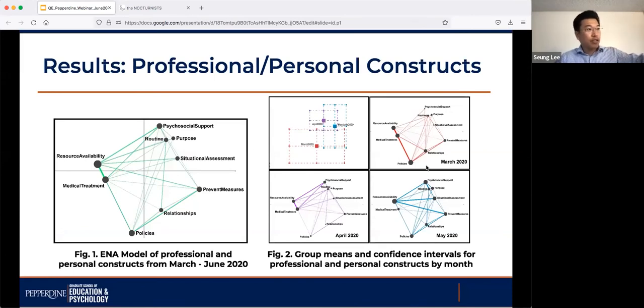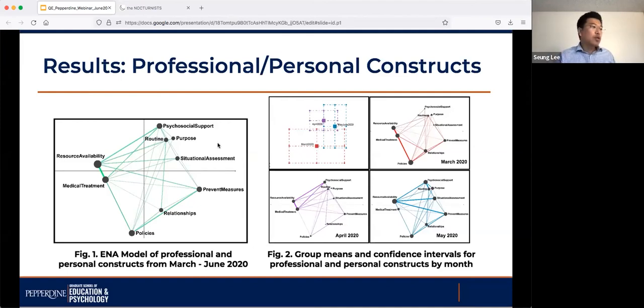And so looking at the ENA models that came from this data set, first we're focusing on the professional and personal constructs, what the strength of connections were between these various constructs. And one of the nice things about ENA is the ability to disaggregate the data, to look at the patterns according to, as Danielle mentioned, different meta variables or categorizing variables.